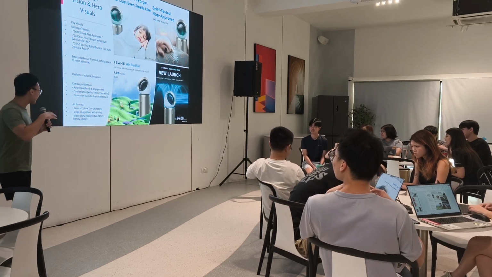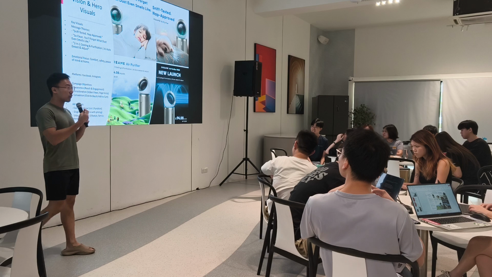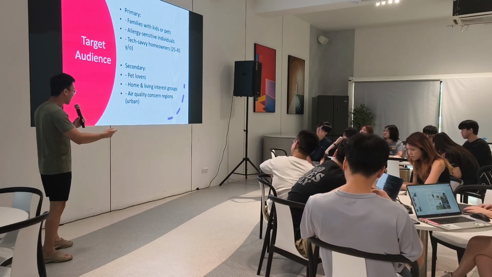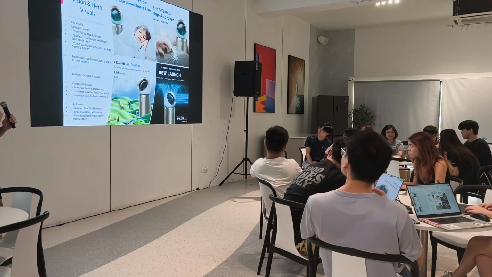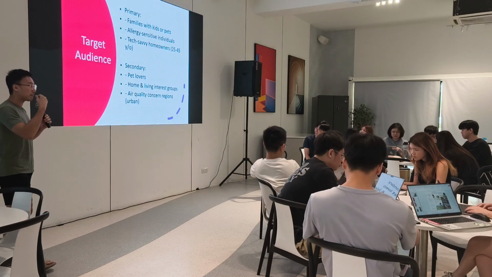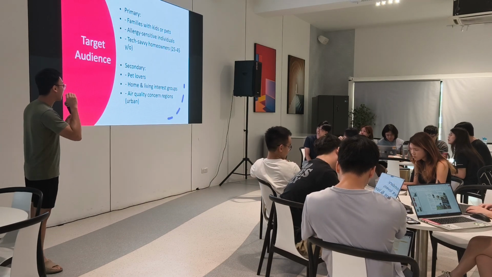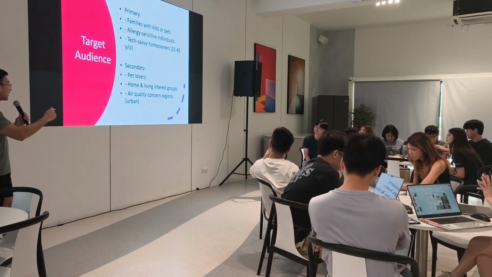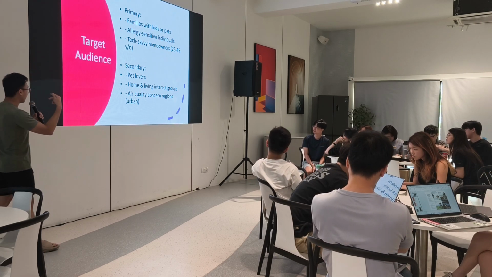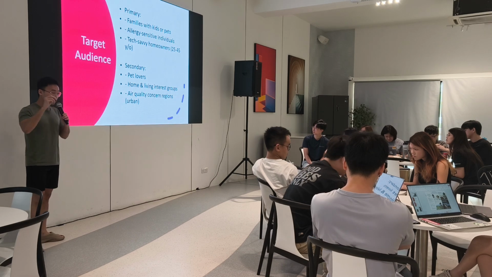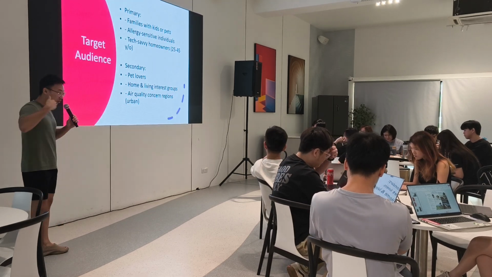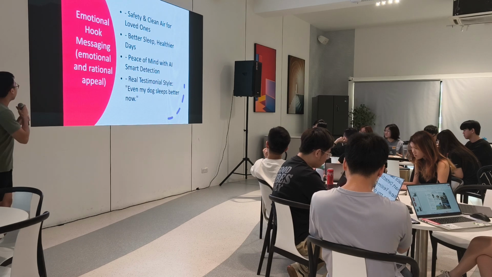The next slide is how we're going to do the targeting. The target audience is families with kids and pets who care more about their family members, and who might face nose sensitivity. Those are our primary target. When we set the primary, we will always go for the secondary: the pet lover and home living interest groups, and people who are more high tech and air quality conscious. So go on to the third slide.